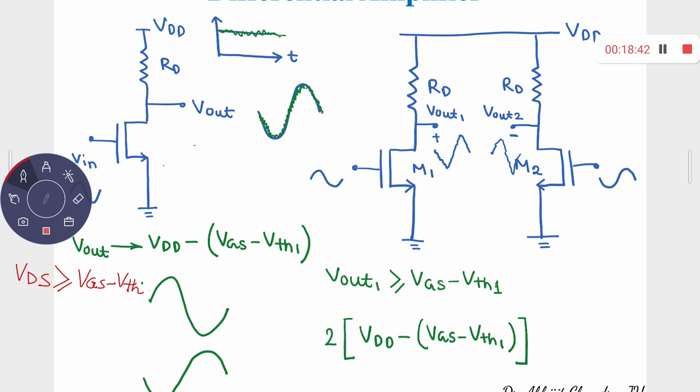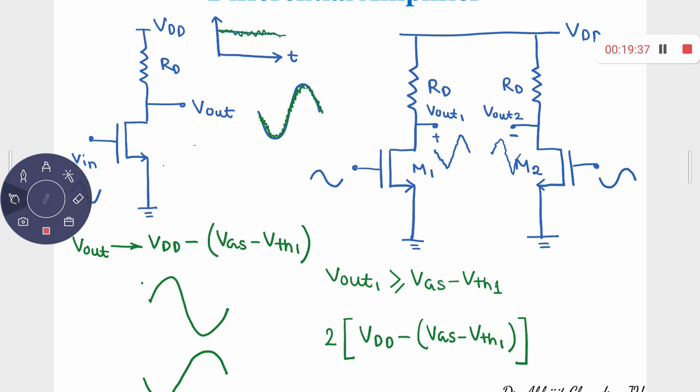What happens to this differential amplifier? Will it be the same or different? On the right hand side, if you consider that, there you have this Vout1. Vout1 should be greater than VGS minus VTH1, so the range is from VDD minus this. Similarly for Vout2, it is the same thing but in the opposite direction. So what is the available range now? The available range of the swing is increased. Get the point? So the swing is increased.